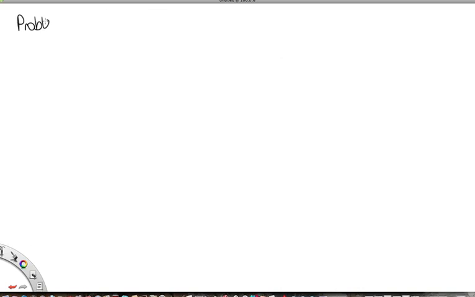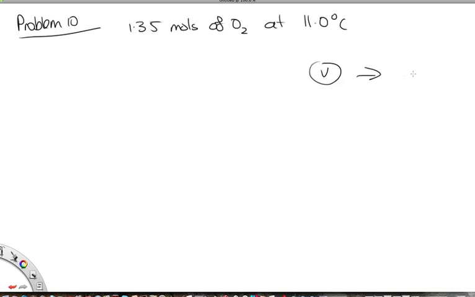Problem 10. In this problem, we have 1.35 moles of oxygen at 11.0 degrees C. And we're told that its volume doubles, so it goes from V to 2V. And we're asked, how much heat do we need?